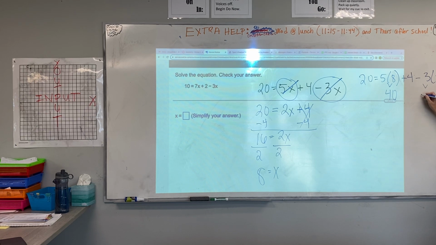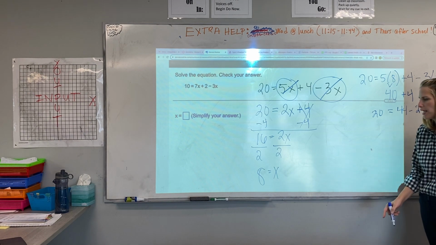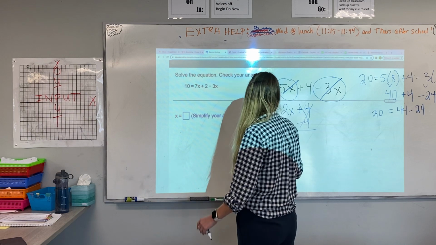-24. Why? Because you don't have a calculator. Yeah. And then I have a +4. So now I'm going to solve from left to right. I have 40 plus 4 is 44 minus 24. And what do I get? 20. Did the 8 value work for x? Absolutely, it did. So now we know that 8 is our answer for this one.